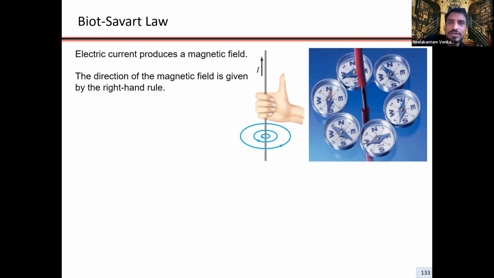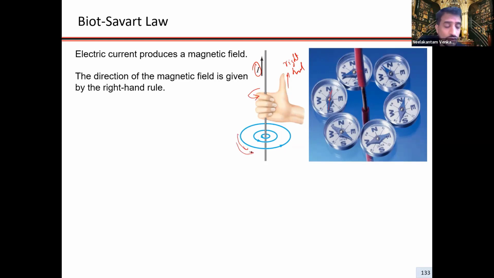And how do we know this? What is the direction of the magnetic field? Again, take your right hand, point the thumb in the direction of the current. The direction of the fingers gives you the direction of the magnetic field, like what you see in this figure. The thumb of your right hand is in the direction of the current, then the fingers give you the direction of the magnetic field.